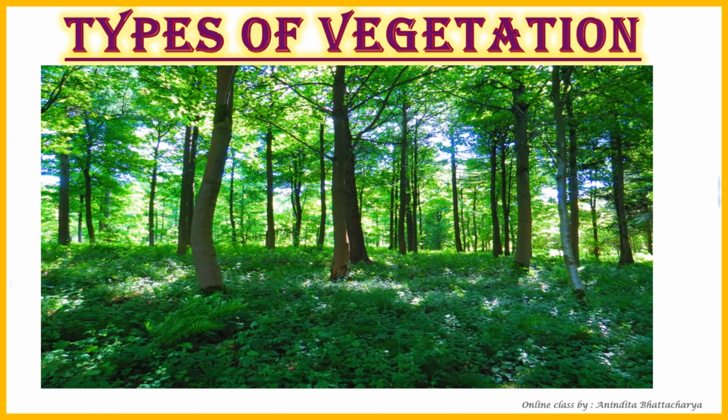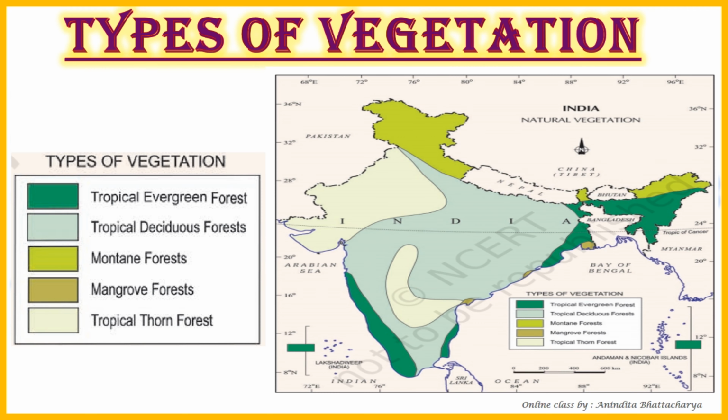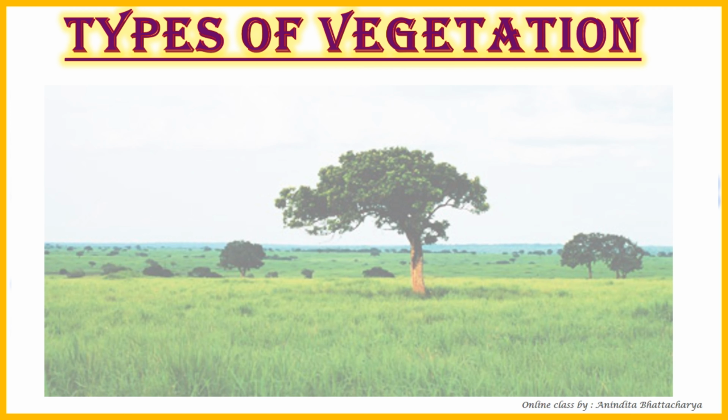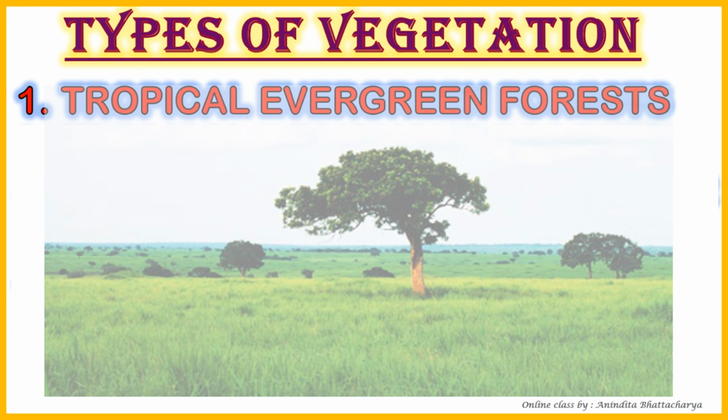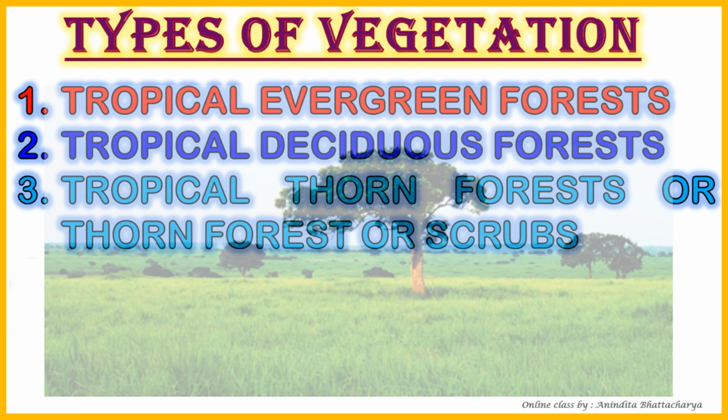Natural vegetation means the original land cover consisting of forest vegetation. India has a great variety of natural vegetation which can be divided into 5 categories. First one, tropical evergreen forest, tropical deciduous forest, tropical thorn or the scrubs, montane forest and mangrove forest.